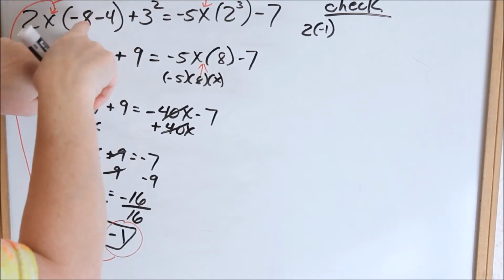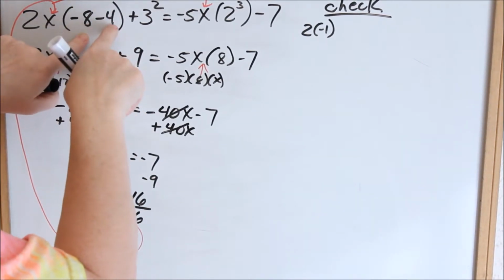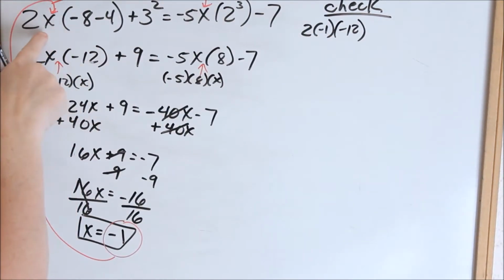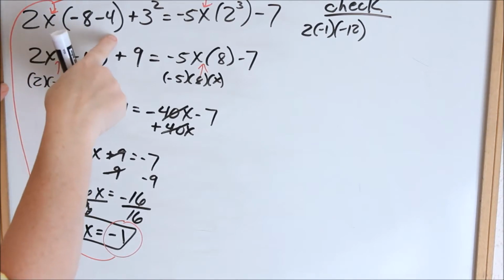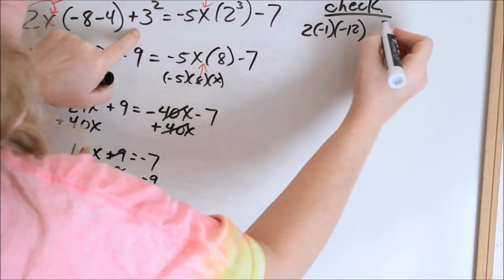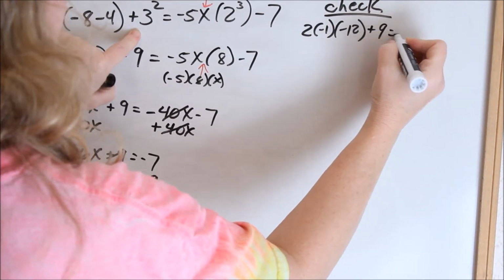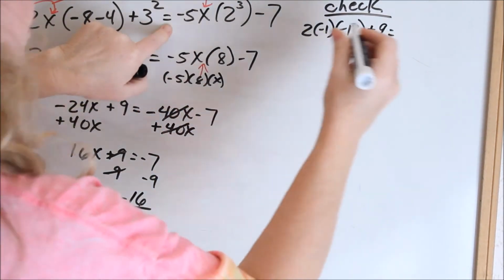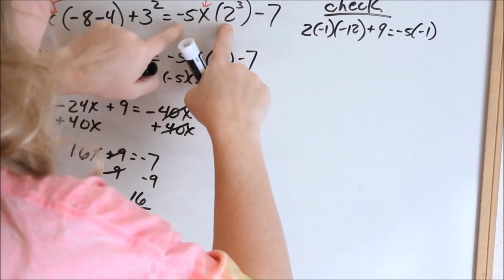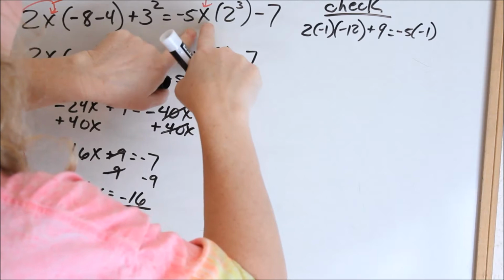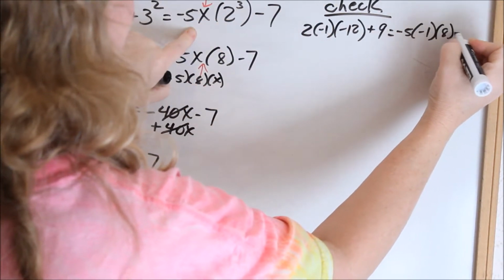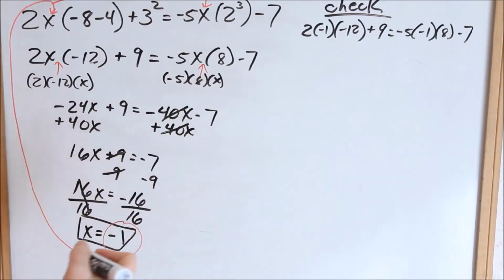I'm going to go ahead and do this. I owe 8, I owe 4, which means I owe 12, and that's all multiplied. When you have parentheses, that means 2 times this number. So that's why they're all together in parentheses. Plus, I'm going to go and do that. 3 squared is 9 equals negative 5 times my negative 1, because x is negative 1, times this, negative 5, times this, times that, and 2 cubed is 8 minus 7.